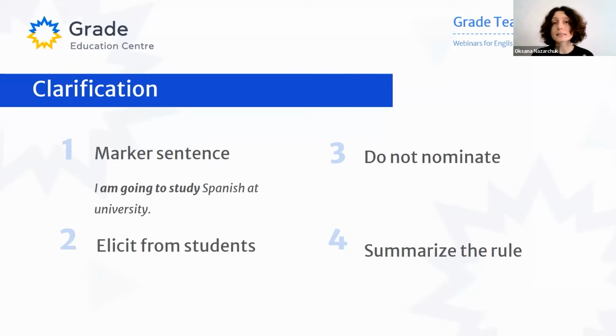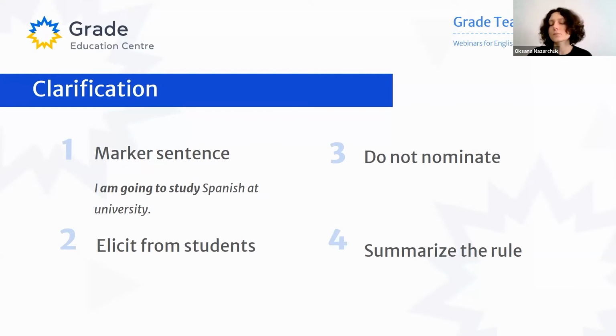How do I do that? By asking just some simple questions. For example, about this sentence. I'm going to study Spanish at university. So the first question will be, is it about my past, my present, or my future? So future. Okay, good. Then I can ask them, is it my plan? Yes, it's a plan. Do you think I made this plan now while speaking to you or before? Okay, before. Good. So in this case, I elicited it from them.